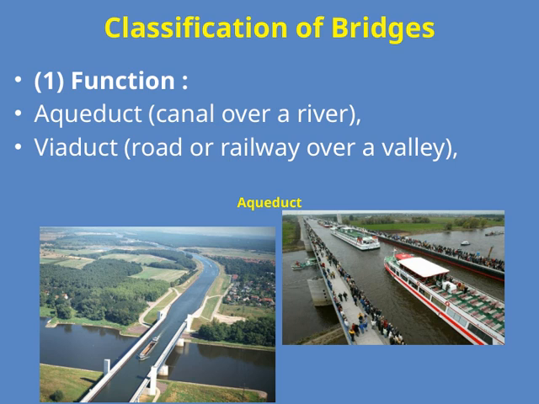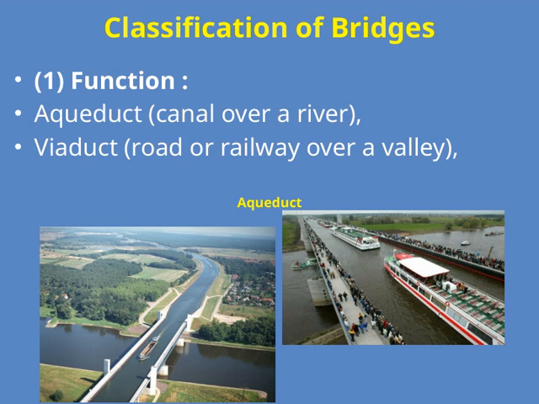One key function is to support aqueducts, which are essentially canals built to carry water over obstacles like rivers. These structures are crucial for water supply systems. Next, we have viaducts, which are designed to carry roads or railway lines across valleys or other deep terrains. They help maintain a level path for transportation over challenging landscapes.